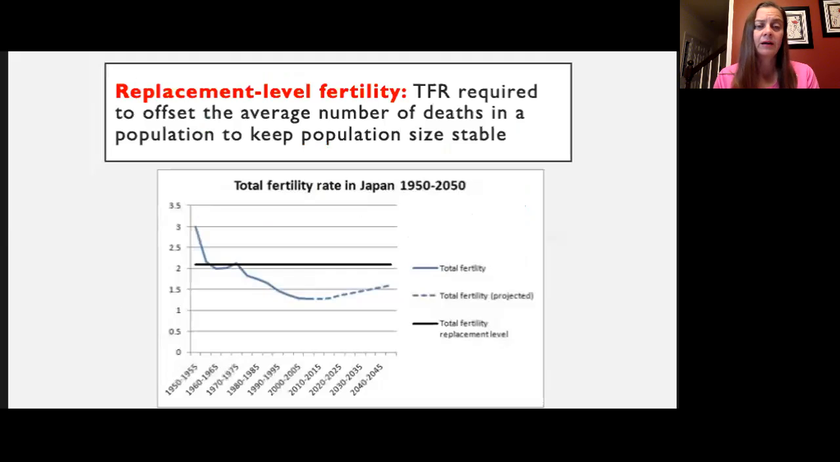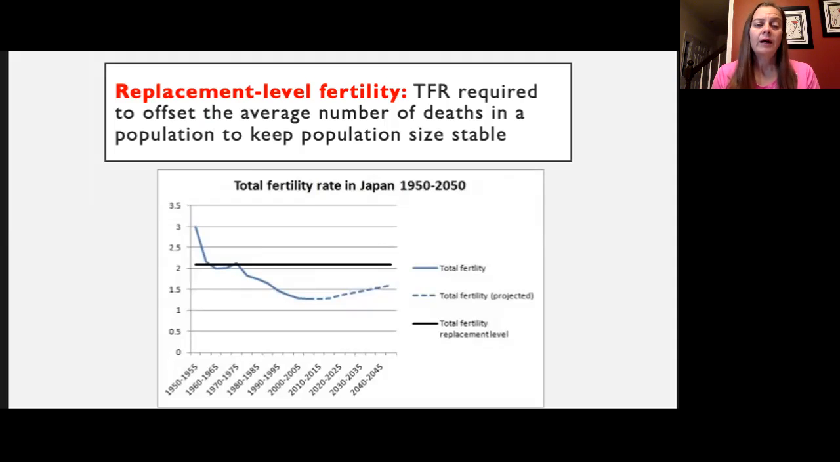There's also this idea of replacement level fertility. Replacement level fertility refers to what total fertility rate is needed in order to keep the average number of deaths and the average number of births approximately the same in a country, in order to keep population size stable.